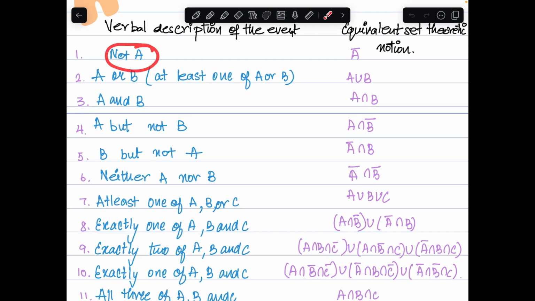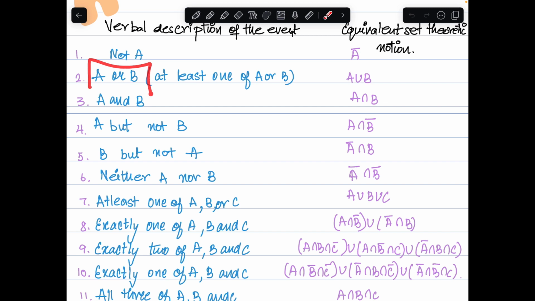Not A can be written in this. So before doing this, I would like you all to go and first study set theory. What is the property, De Morgan's law? What do you mean by intersection, union, complementary? All these terminologies are important for you to proceed with probability. So let's say not A. Not A is denoted by A bar or sometimes as A dash. That is complementary of A.